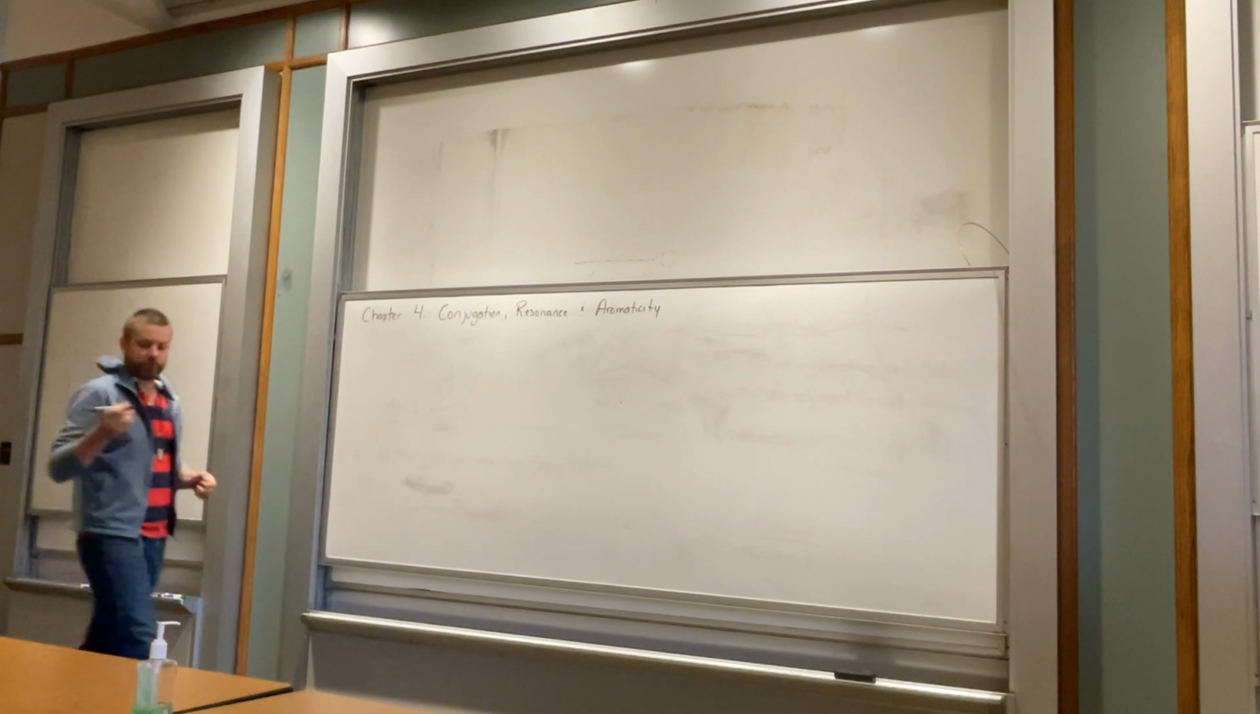Today we're starting a new chapter. It goes over pi conjugation. So in this chapter we're going to be looking at pi electrons and what those pi electrons can do other than just sit in a pi orbital. The three concepts we're going to cover in this chapter are conjugation, resonance, and aromaticity. You've probably heard of some of these terms before, but you might not know exactly what they are. So we'll go over these terms.